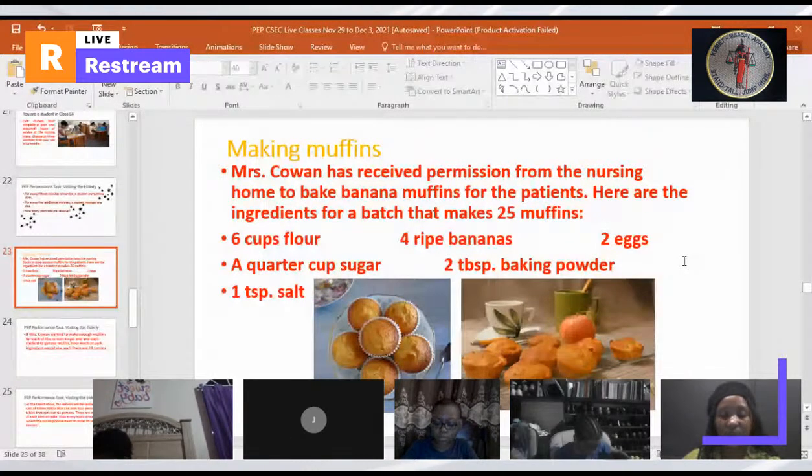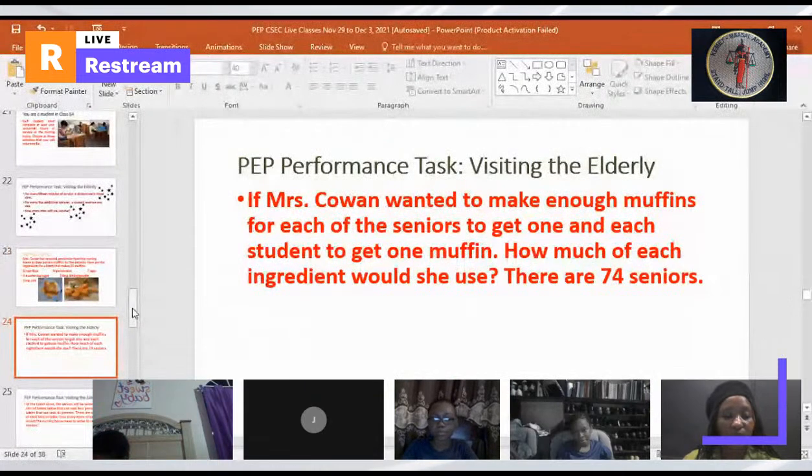How many teaspoons of baking powder? 8. Tablespoons, sorry. And how many teaspoons of salt? 4. Correct. So we multiply each ingredient by 4. All right, so moving on.